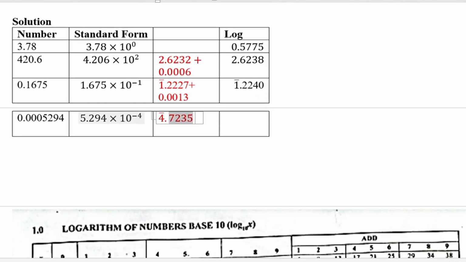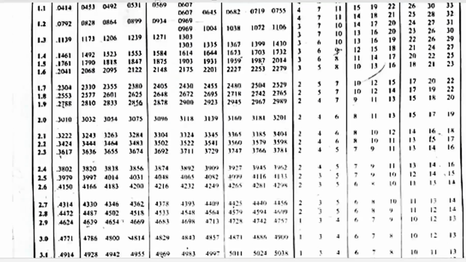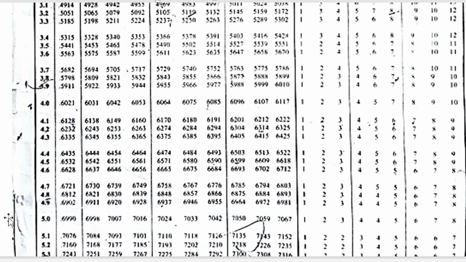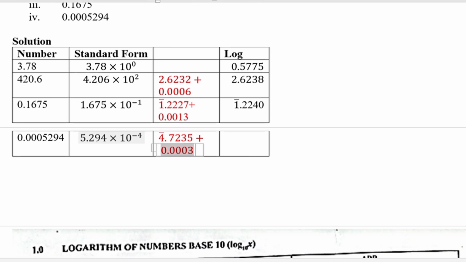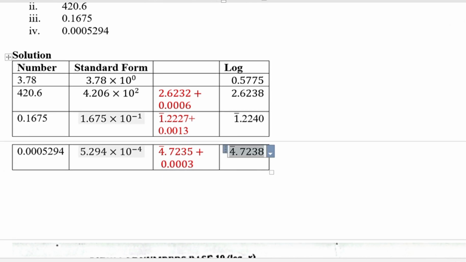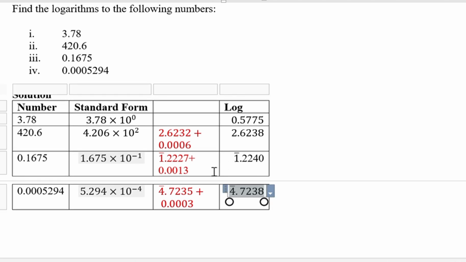We write it there. Then plus the 4 in that column that corresponds to that number. So if we read it, column 4 is this one, which has a 3. So we shall add 3. When we do that, we get the answer being equal to bar 4.7238. So that's how we write numbers in standard form.